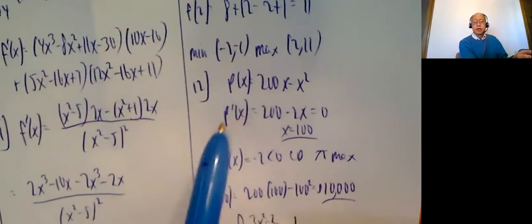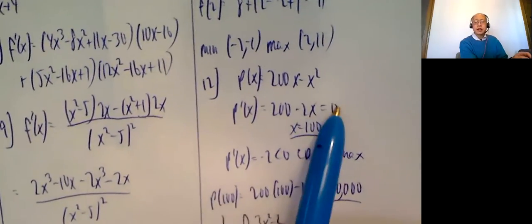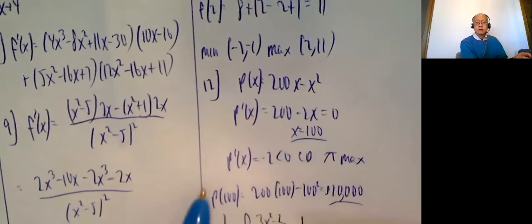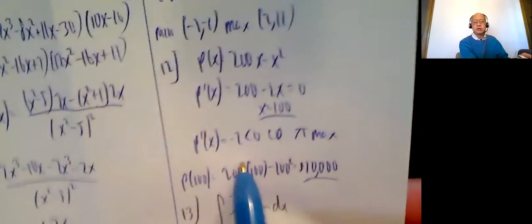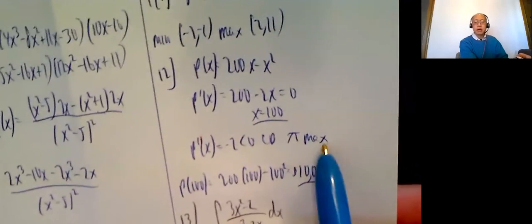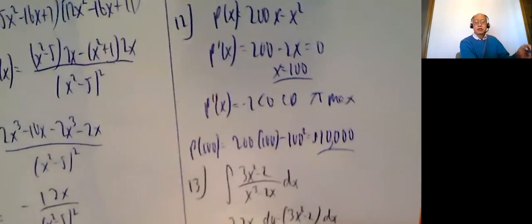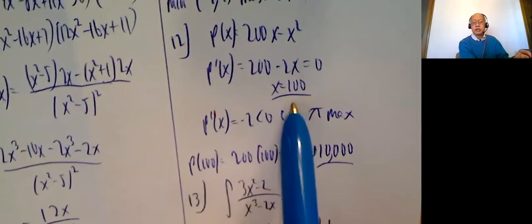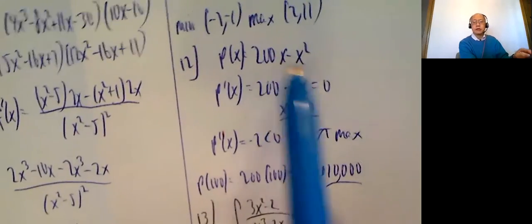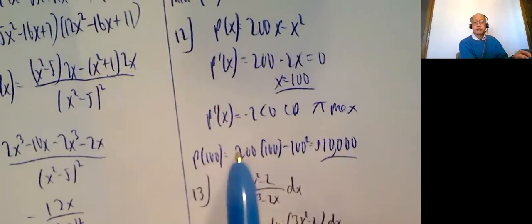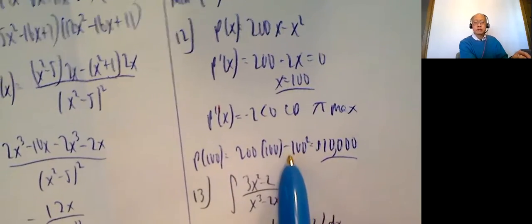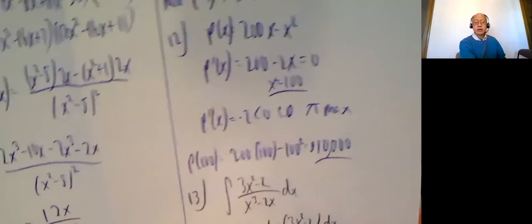Number 12, p prime of x is 200 minus 2x. Set that equal to 0. That gives me x is 100. Then the second derivative, p double prime, is negative 2. That's less than 0, which means concave down, which means you have a maximum. So the maximum occurs at x equals 100. What is the maximum? Then I just plug in 100. So p of 100 is 200 times 100 minus 100 squared. Punch it in your machine, $10,000.